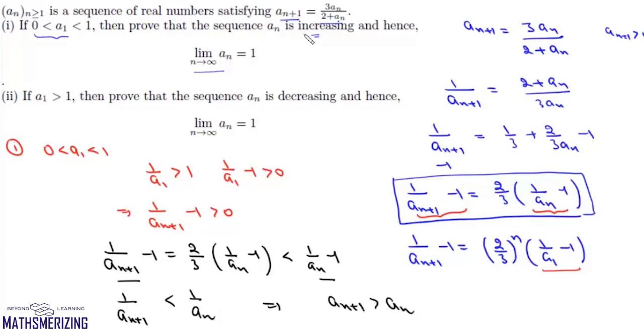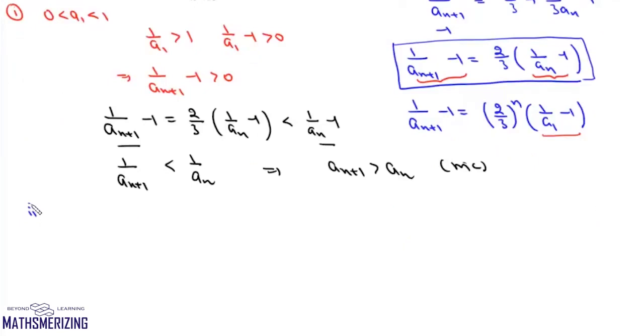That is, this sequence a_n is increasing. So we have proved that this sequence is an increasing sequence. Now for the second part, if we take a1 greater than 1, 1/a1 will be less than 1. That means 1/a1 - 1 will be less than 0. And if 1/a1 - 1 is less than 0, then 1/(a_{n+1}) - 1 will also be less than 0.